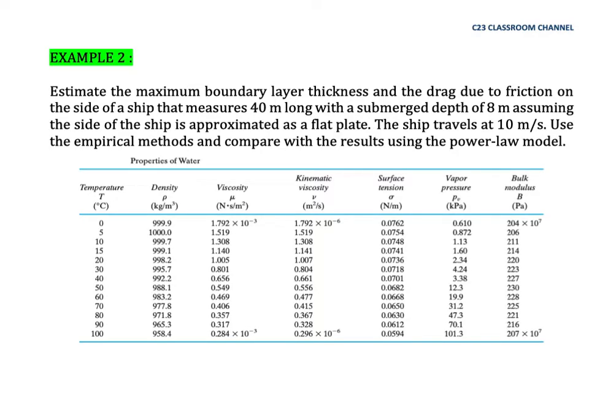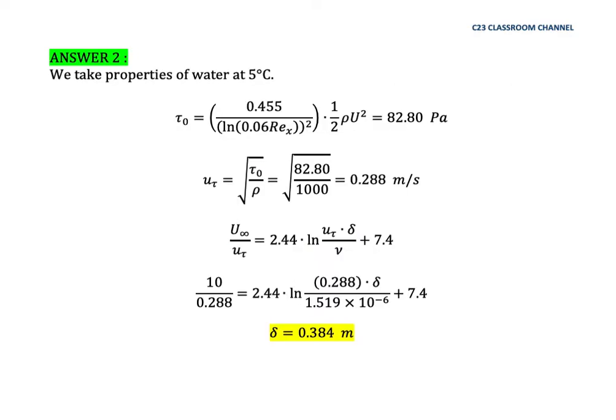So this is example 2. Estimate the maximum boundary layer thickness and the drag due to friction on the side of a ship that measures 40 meter long with a submerged depth of 8 meter, assuming the side of the ship is approximated as a flat plate. The ship travels at 10 meter per second. Use the empirical methods and compare with the result using the power law model. Let's say we take properties of water at 5 degrees Celsius.